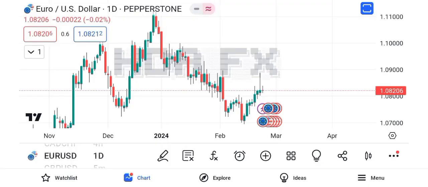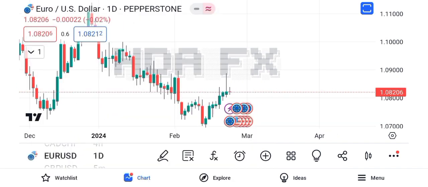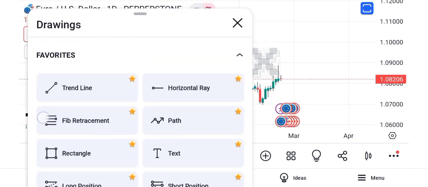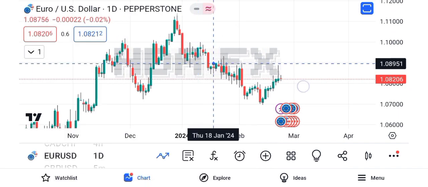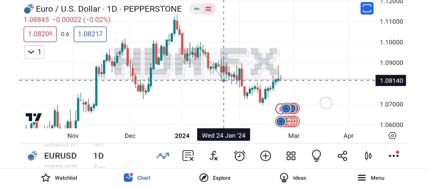Starting with EURUSD on the daily time frame. On the daily time frame, we can see a change in trend. Now let me show you this. You can see that first EURUSD was in a downtrend.